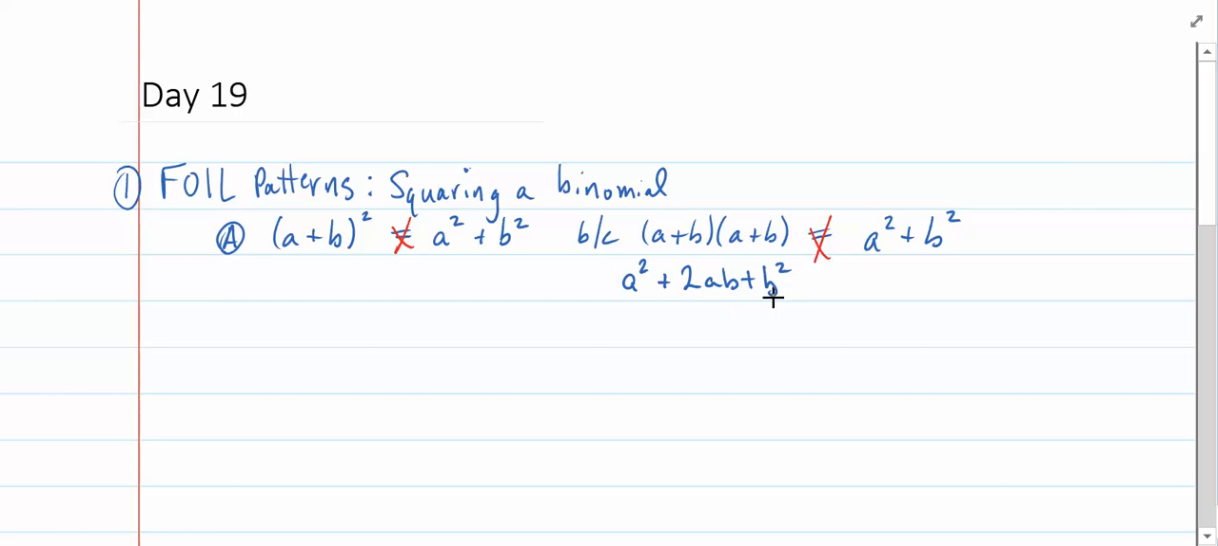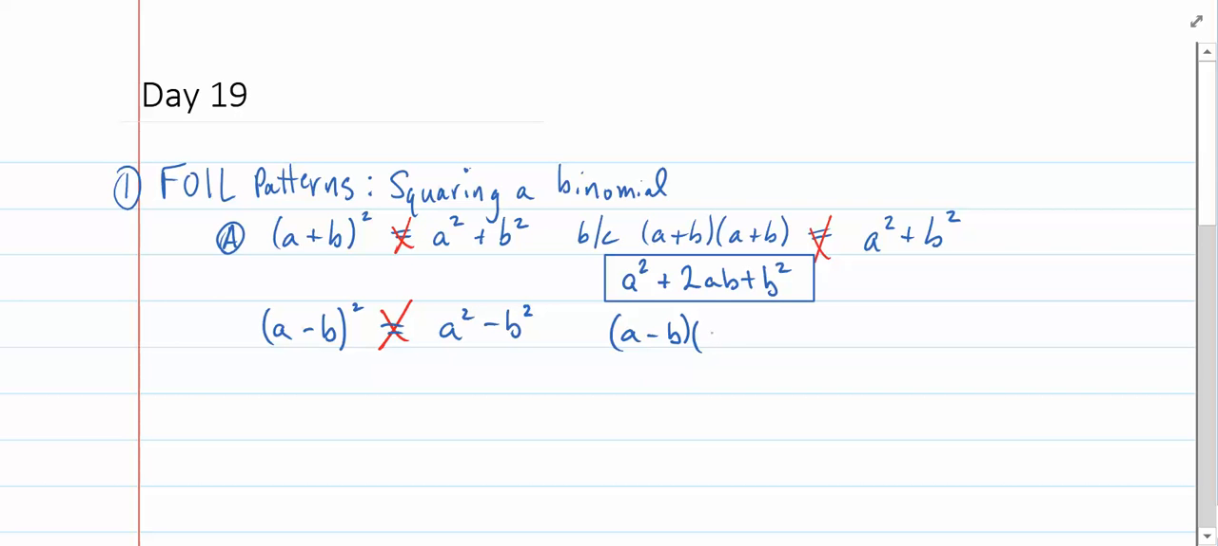It's this pattern here that we're going to look for in the next few examples. Don't forget, however, that in addition to a plus b squared, we can find binomials squared that were subtraction problems. So a minus b squared, again, will not equal a squared minus b squared. This statement is not true. But a minus b squared, when FOILed, will produce a similar result as above, except this time we'll have to subtract 2ab. The positive b squared at the end still remains positive. So be sure that you're well aware of these two patterns here.